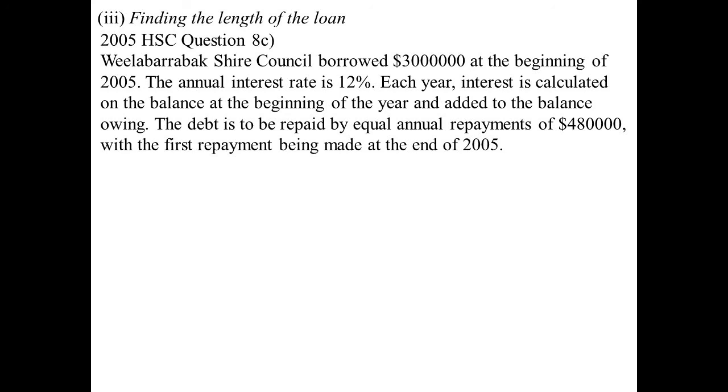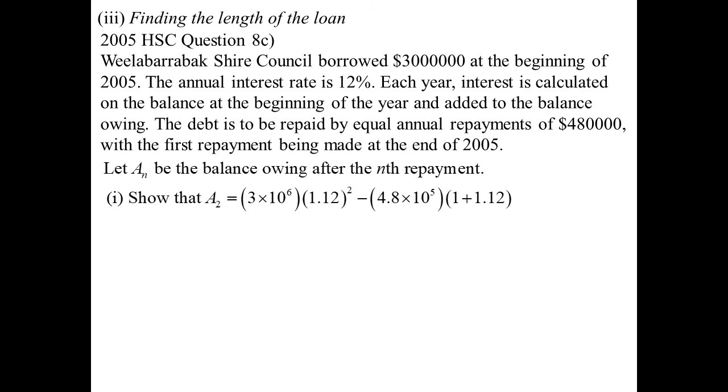The council has borrowed, what's that, $3 million at the beginning of 2005. Interest rate, lovely 12%. That's nice. Each year, interest calculated on the balance, etc. The debt has to be repaid, equal repayments, $480,000 a year. Show that. So in this case, you've got to come up with the expression for A2.